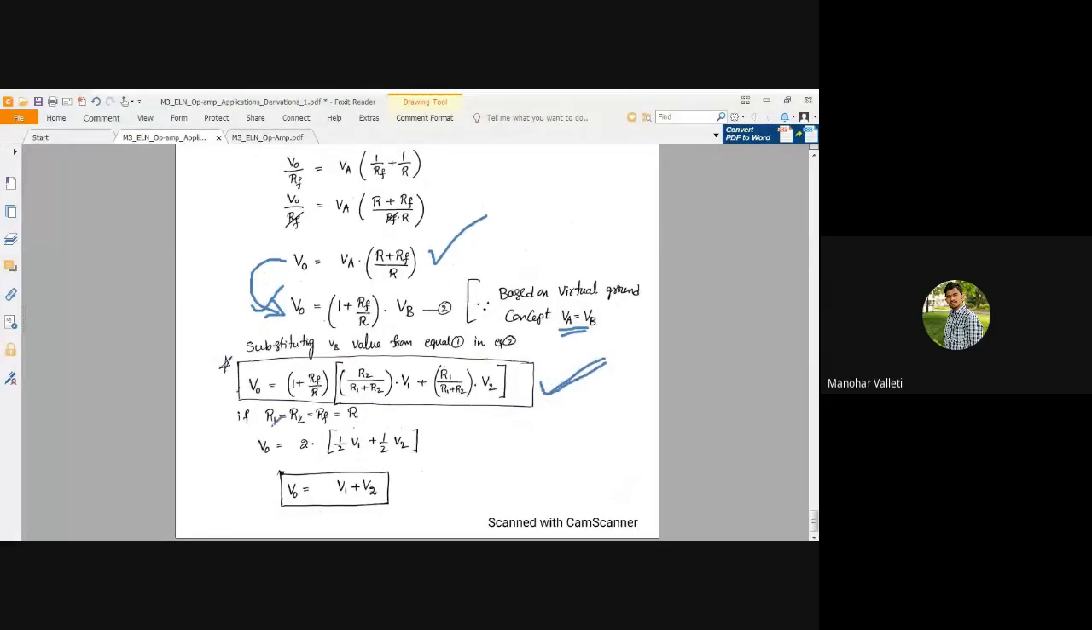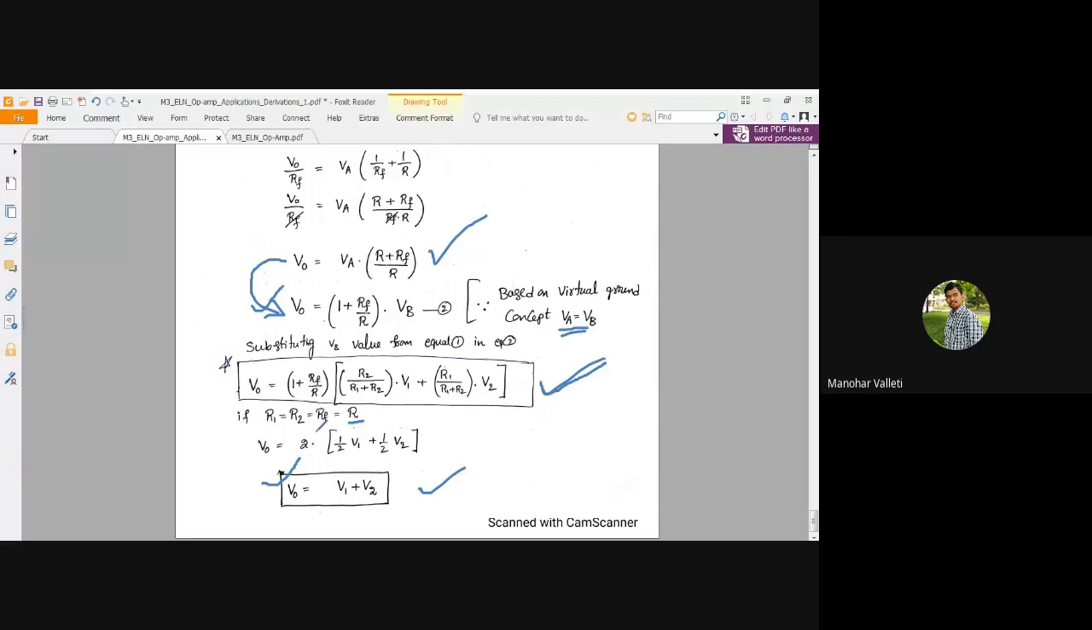But if you assume that R1 equals R2 equals RF, since I want to prove that the output is equal to the sum of the inputs, that's why I'm assuming it as R. If you substitute here, then you'll get output equal to the addition of two inputs. Here the gain is unity. If you want some gain in this non-inverting summer circuit, suitably select the R1, R2 and RF values, then you will get some gain.